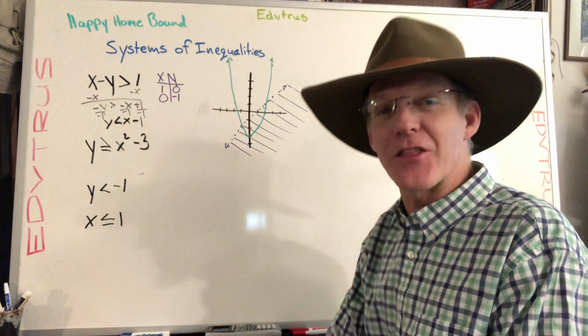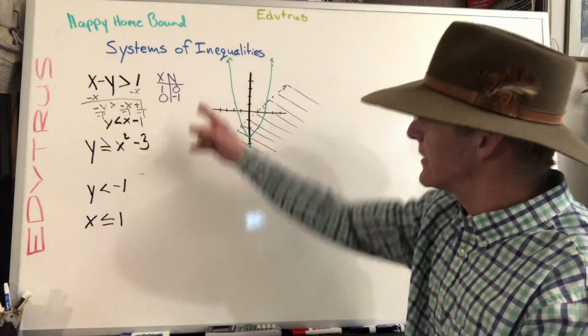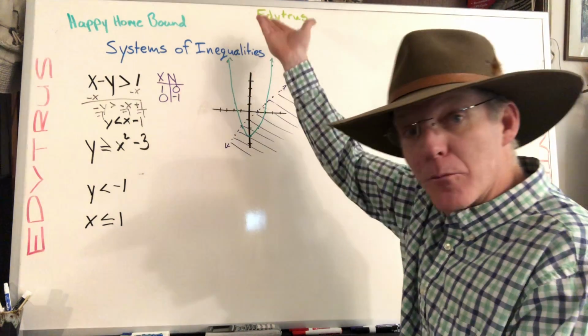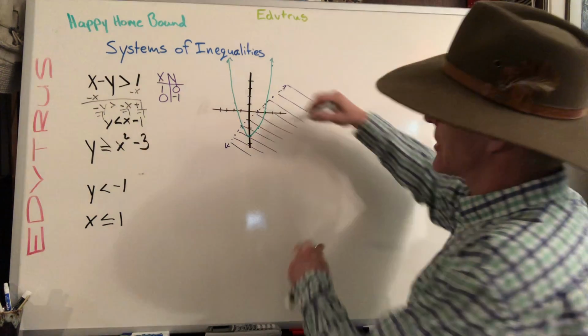Now again, think of that. If you thought of it as left and right, which way is left or right of a parabola? I mean, left or right of that line? Above or below. So, y is greater than, we would shade above.